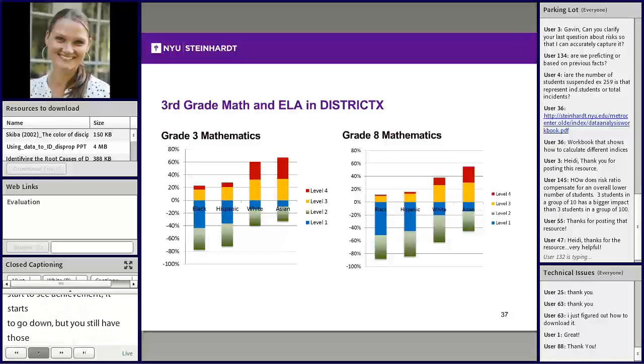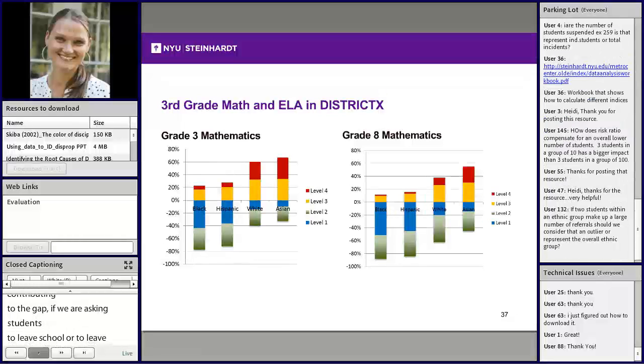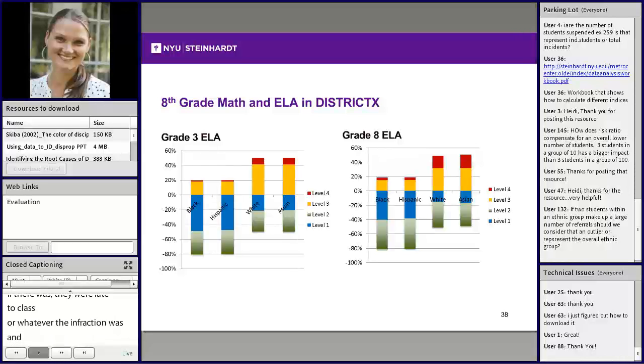And so we need to be really aware as practitioners that when we're suspending or disciplining students, we're also contributing to this gap if we're asking students to leave school or to leave class because they were wearing a hat, or if they were late to class, or whatever the infraction was and the outcome that came from it. We can't forget that achievement and discipline are interrelated and they both have very strong consequences on student trajectories.